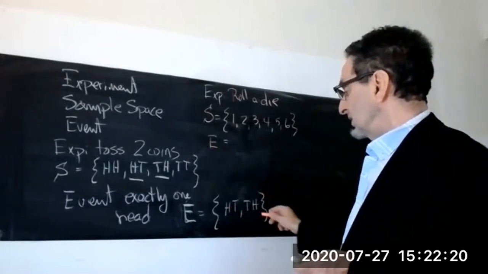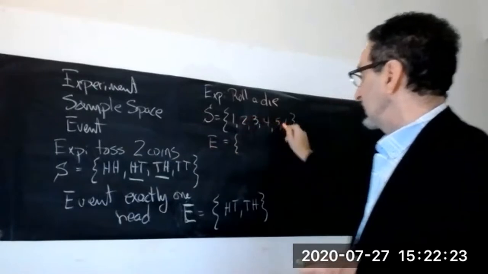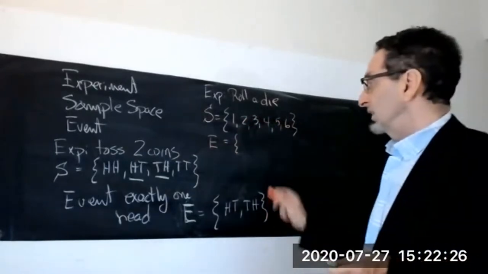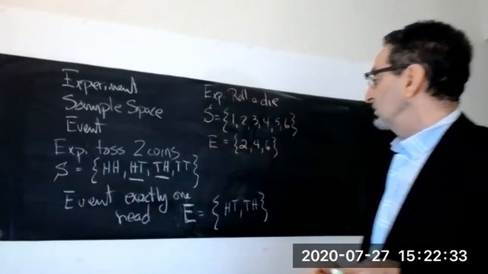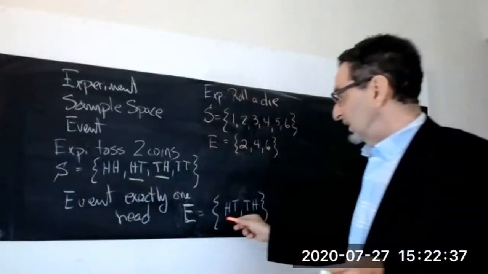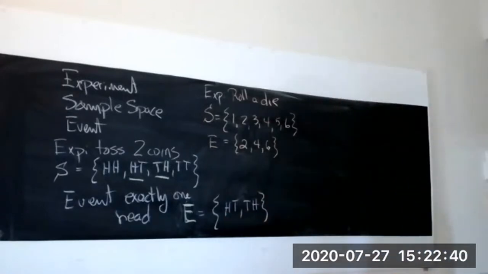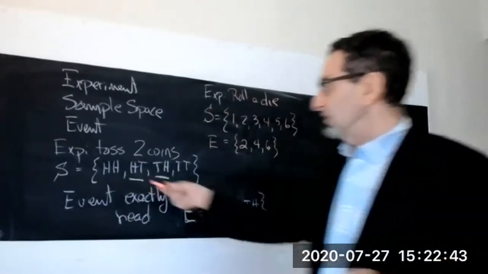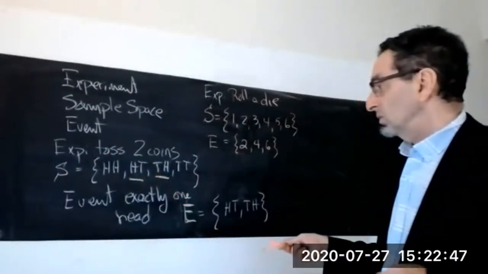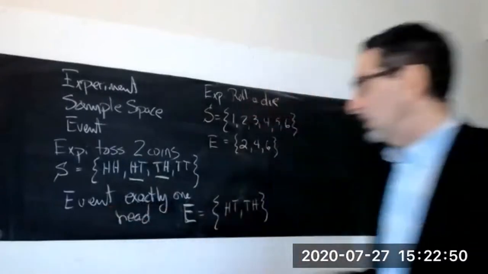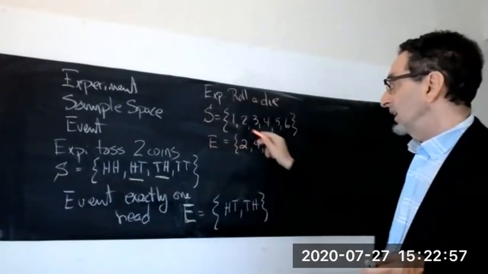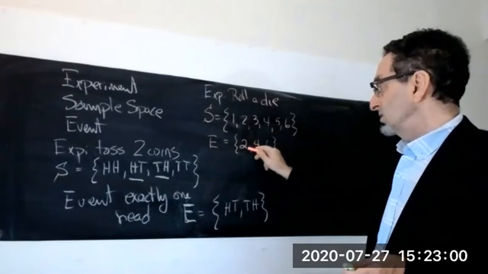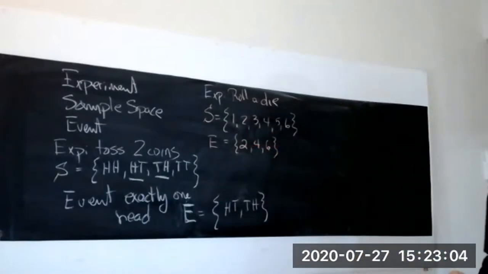Again, we're going to do it the same way. We're going to write out which of these would result in such an event. So we're going to say 2, 4, and 6. Any of those would give me an even number, just like either of these would give me exactly one head. So we want to list all of the elements in the sample space which would result in exactly one head, or which would result in getting an even number, that's 2, 4, and 6. So these two examples are two examples of what we call events.